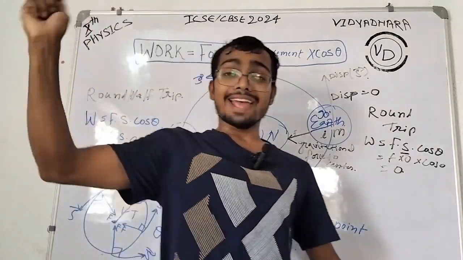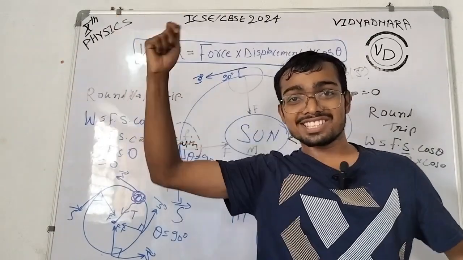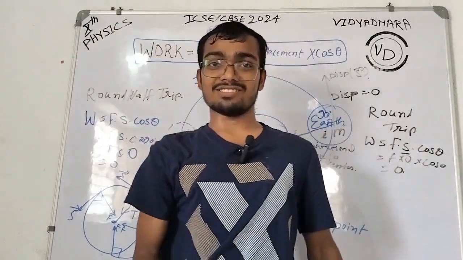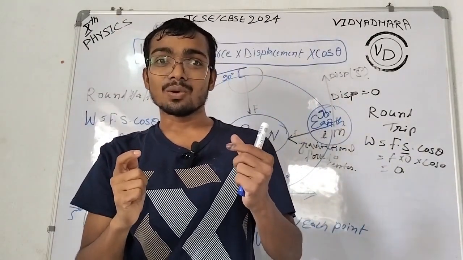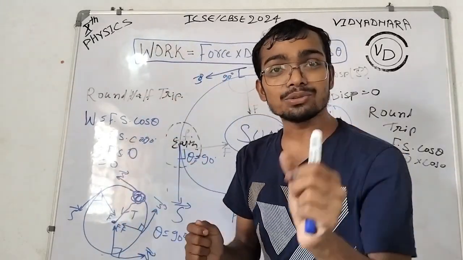So when you pull a stone tied with a rope and whirl it around, what is your work done? Work done on this stone is 0, not by you. Okay.